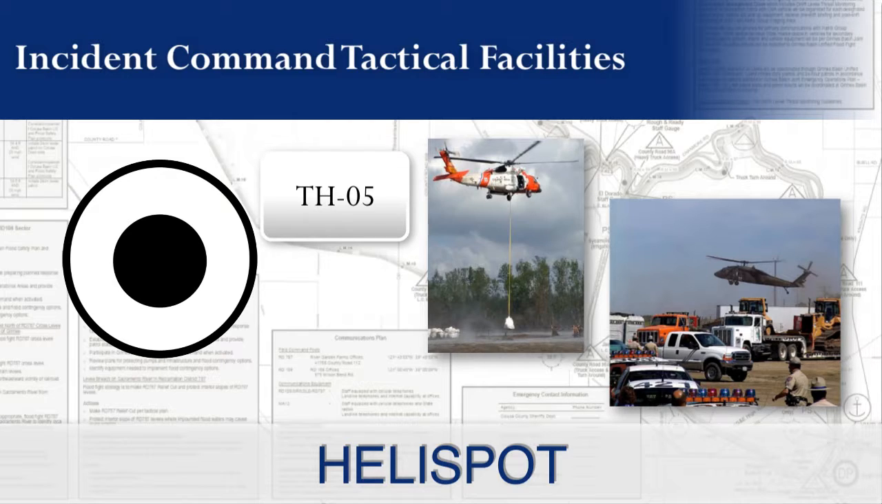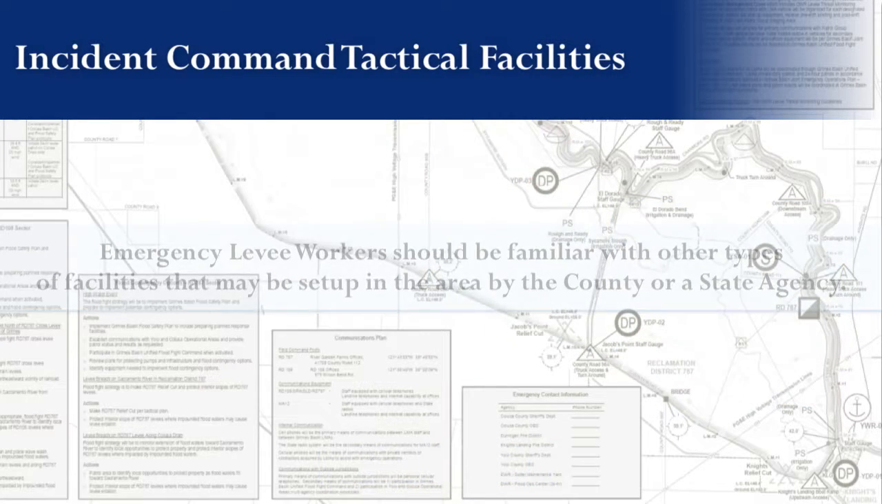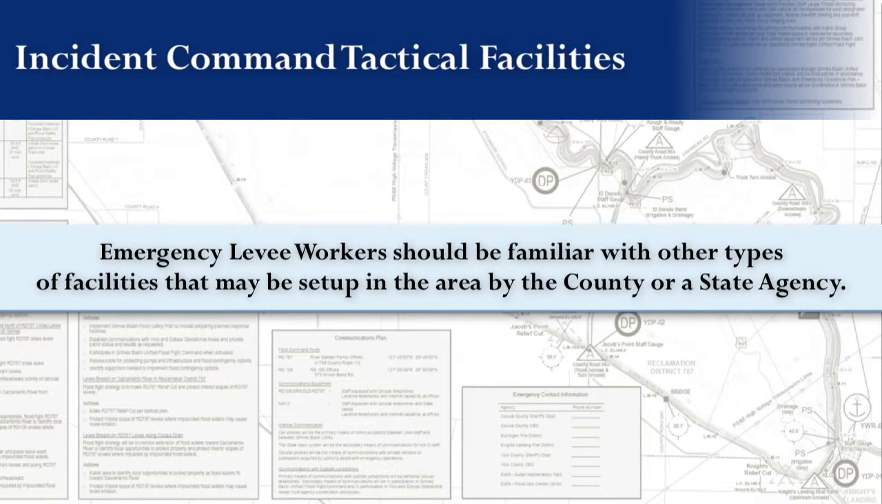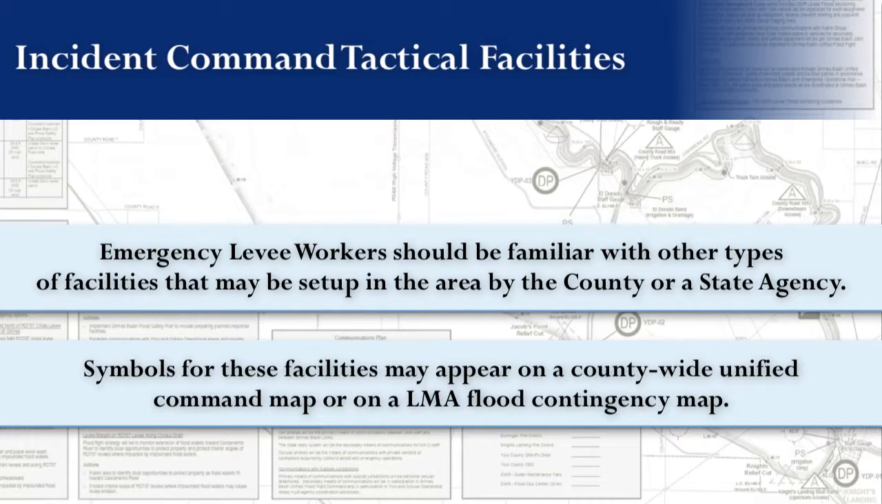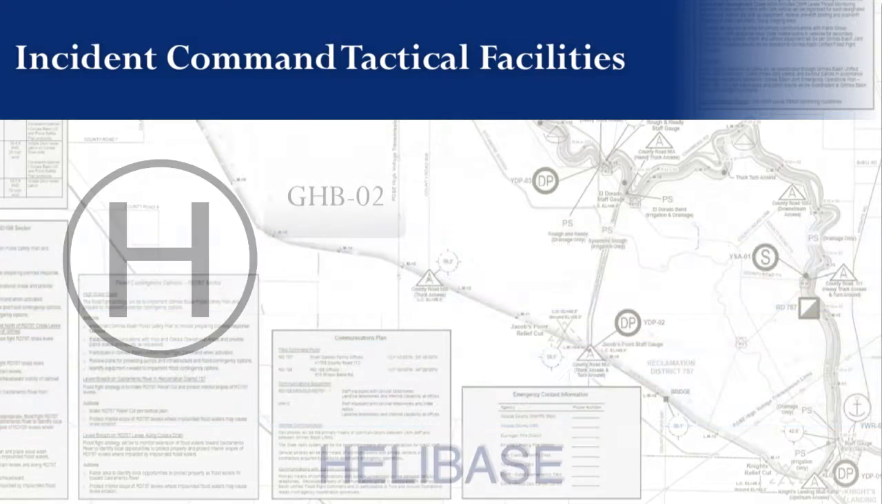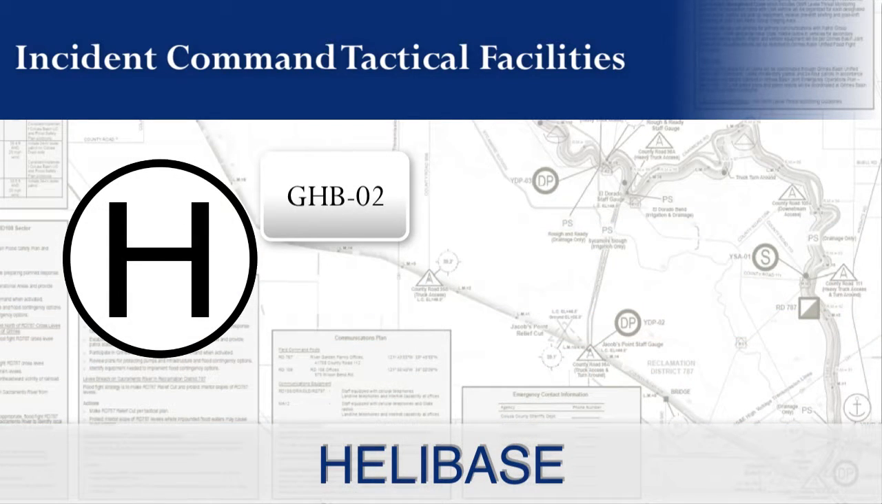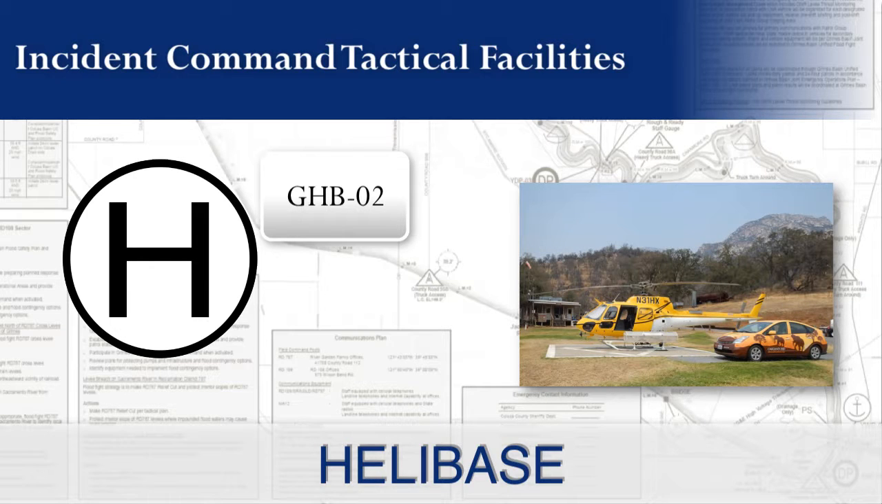In addition to the tactical facilities that are most often used by LMAs for their operations, emergency levee workers should also be familiar with other types of facilities that may be set up in the area by the county or a state agency. Symbols for these facilities may appear on a county-wide unified command map or on an LMA flood contingency map. A helibase, unlike a helispot, is a facility that can provide fuel and service for helicopters. These are often located at local airports or airfields.